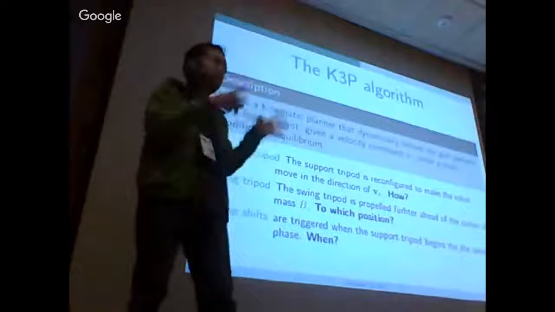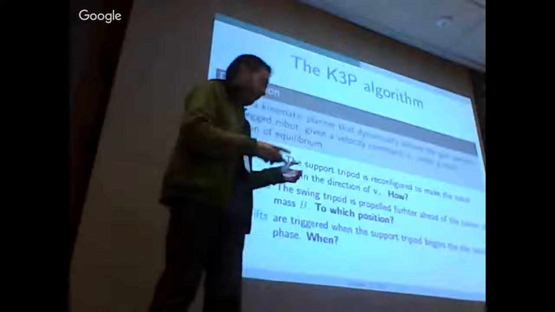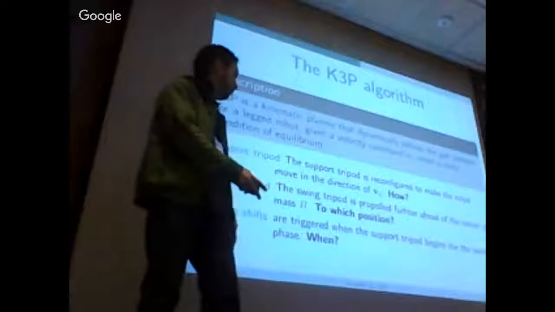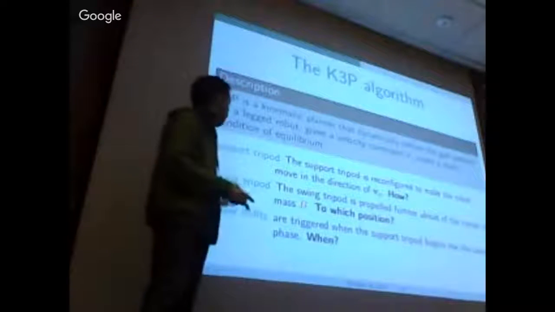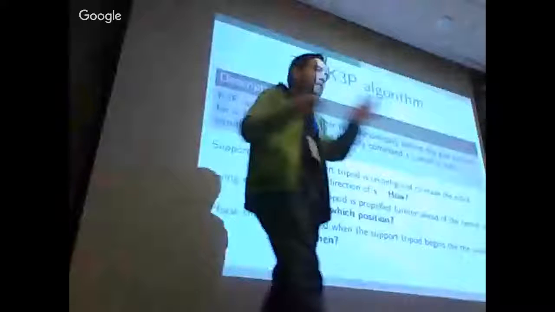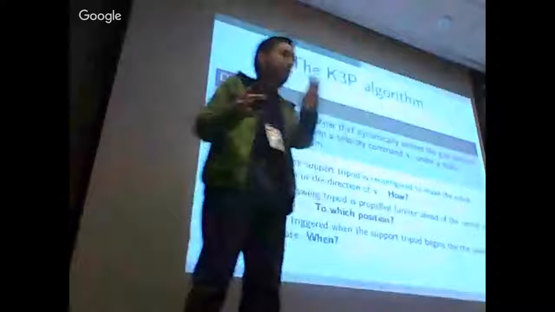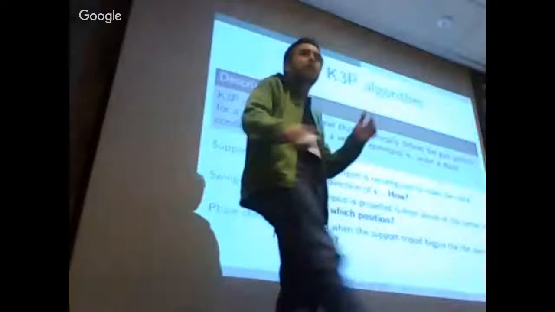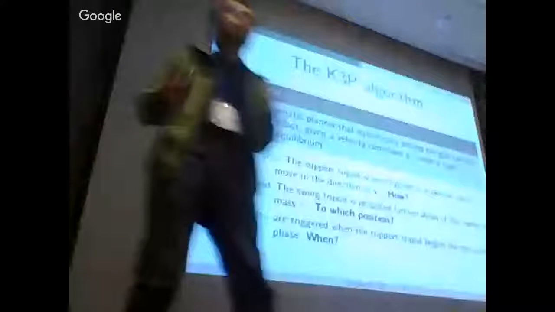How can we do this? By first defining where the center of mass should be, and then reconfiguring the support tripod and also the swing tripod, because the robot may move to one side, straight ahead or to the right. We have to make the swing tripod move in the direction of movement we plan to move to, as defined by the velocity vector.